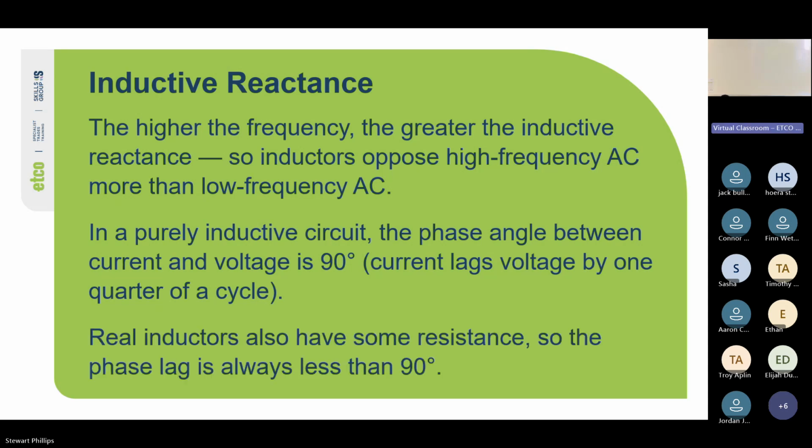Real inductors will always have some resistance though, so phase lag is always less than 90. Because the coils are made out of copper, there's always going to be some internal resistance in the coil. We're never going to get a purely inductive circuit simply because to make an inductor, we need to use conductive wiring.